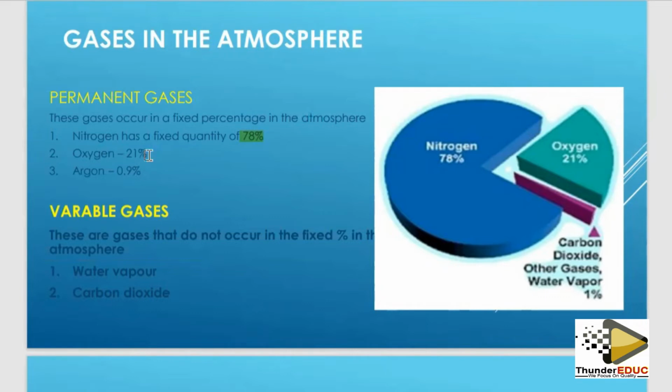And we also mentioned that we have oxygen. Oxygen is at 21%. That 21% is the composition content for oxygen as one of the permanent gases. Then lastly, our argon is at 0.9%. So basically, those are some of the major gases which we regard as permanent or constant gases in the atmosphere.